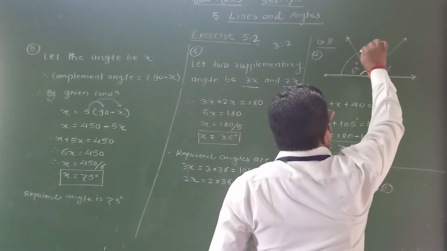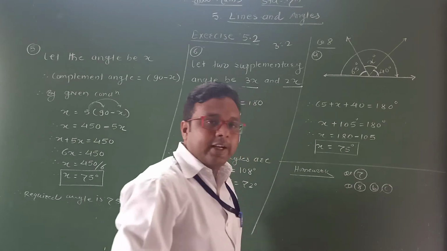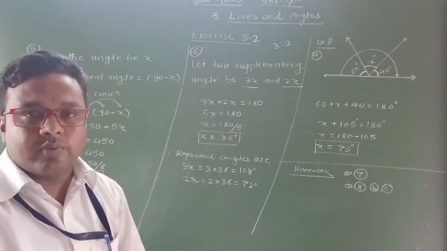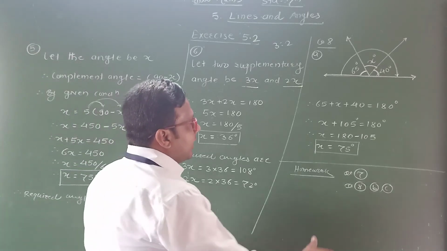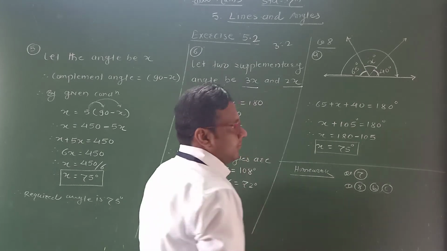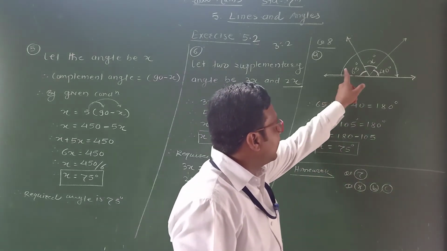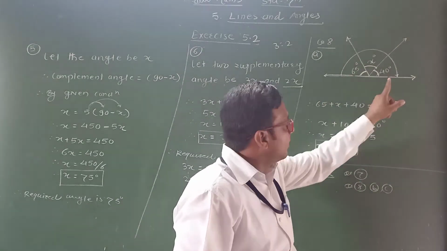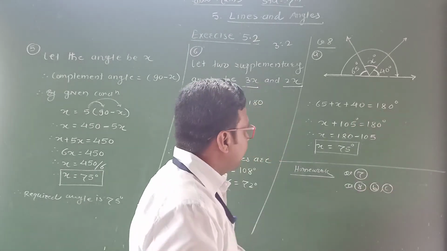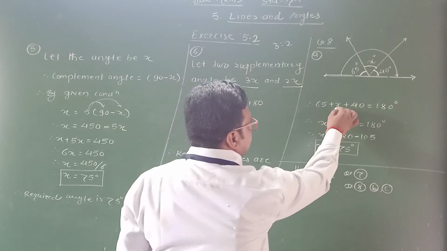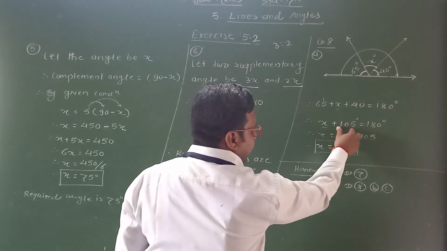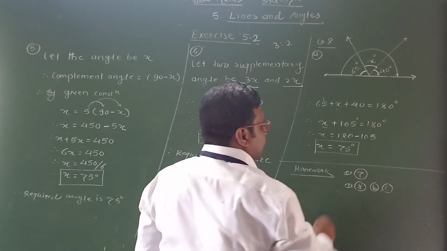The measure of a straight angle is equal to 180 degree, or the angles formed on a straight line add to 180 degree. Therefore here I write 65 plus x plus 40. The sum of all these three angles is equal to 180 degree. Understood? Now we solve the equation, x as it is. The sum of 65 and 40 is 105. Here we get 105 plus x is equal to 180.